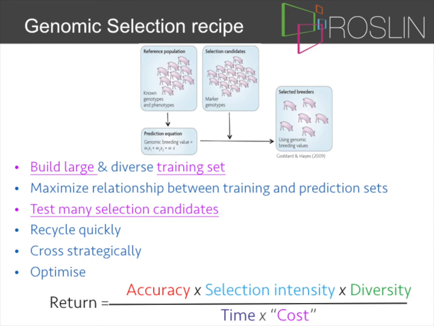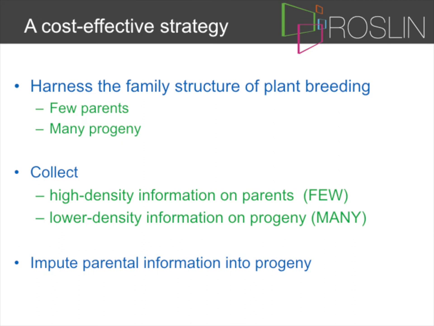And in the context of genomic selection, there are two costs. The first one is the phenotyping and genotyping costs associated with building a large training set. And the second one is the genotyping cost associated with testing many candidates, because for every candidate you want to test, you need to genotype it. So fortunately, the recipe to solve this is again well established and pretty simple. You can just harness the family structure of plant breeding programs. So in plant breeding programs, we have very few parents with very many progeny. So a simple thing to do would be genotype the parents at high density and genotype lots of their progeny with low density and use imputation to fill in the missing information.